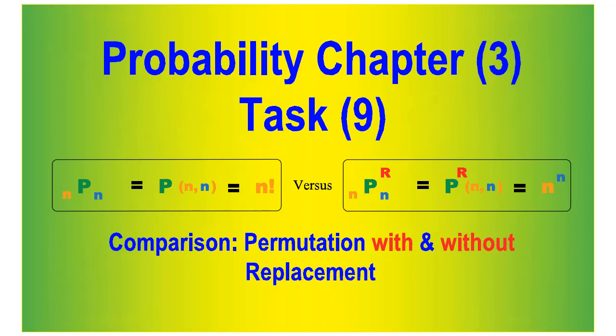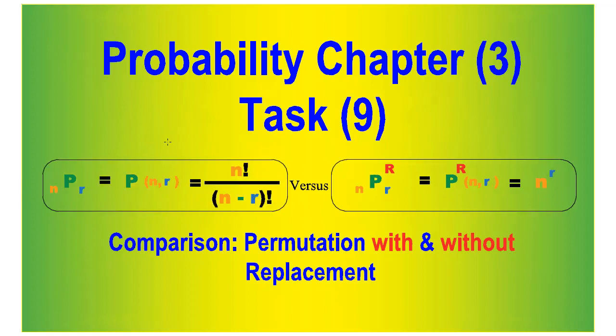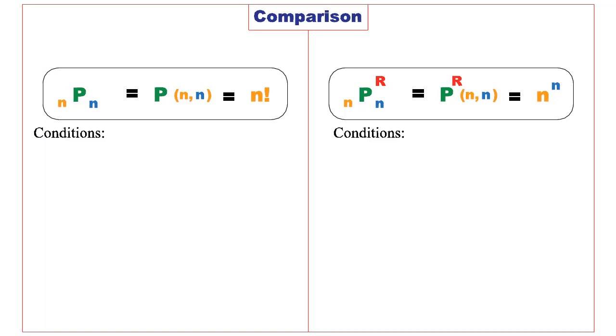Hi everyone, our lesson today is a comparison between permutation with and without replacement, for this formula and for this general formula here. So let's start with the first one. Here is permutation without replacement for n objects taken n at a time, and here we have permutation with replacement for n objects taken n at a time.